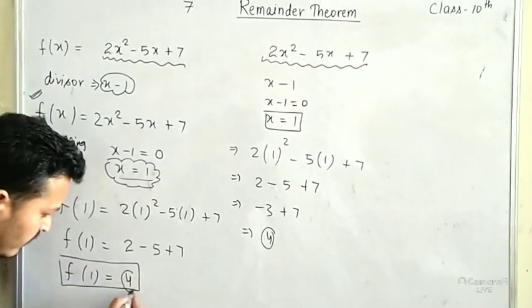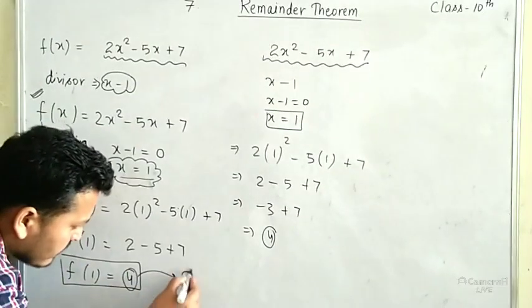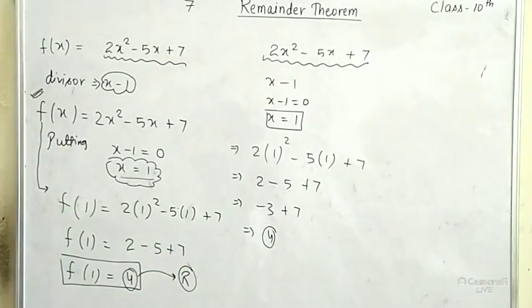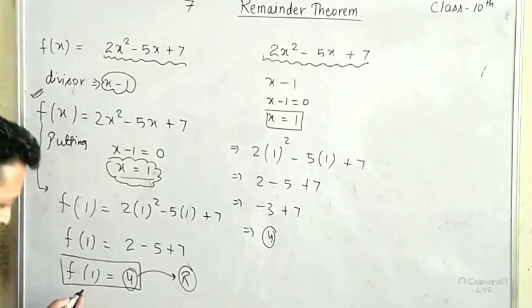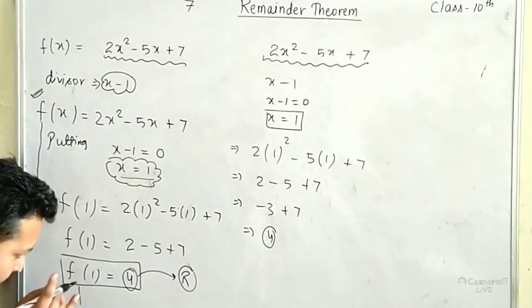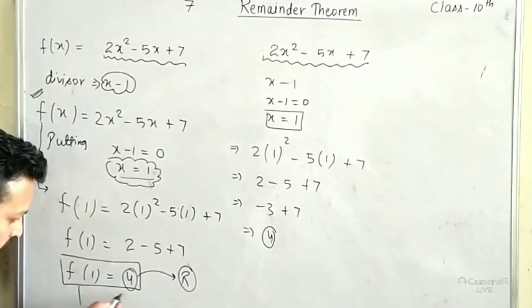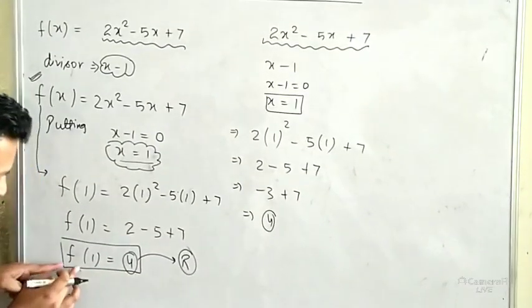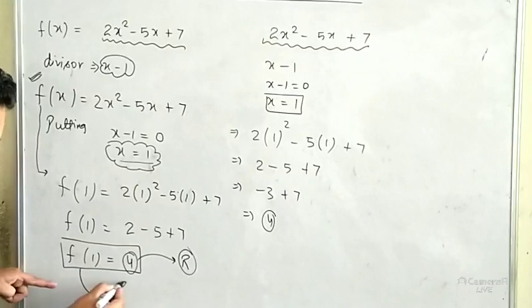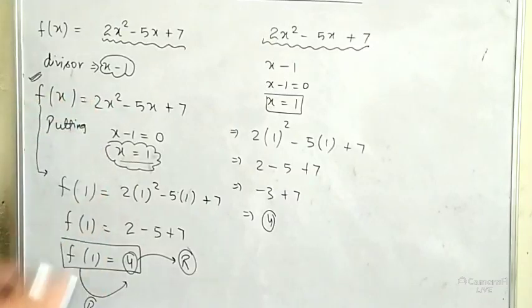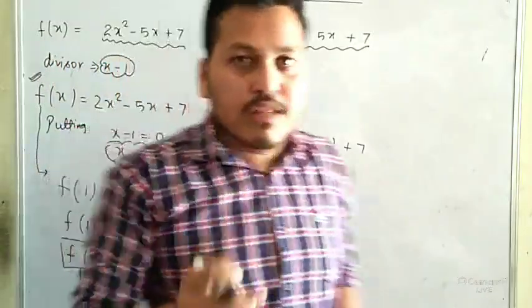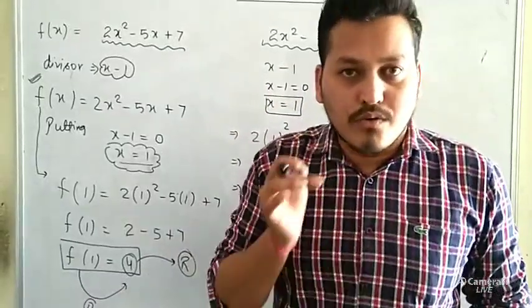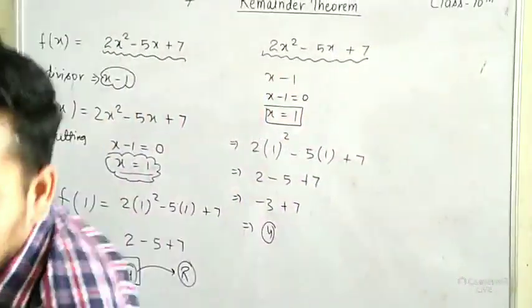So what is this 4? This 4 is known as the remainder, as we have solved in our actual long division method in the previous part. So f(1) is equal to 4. It means that at the last we can say this value is the remainder. This f(1) finally represents the remainder of the given expression for the value x equal to 1. So this is the concept of the remainder theorem.